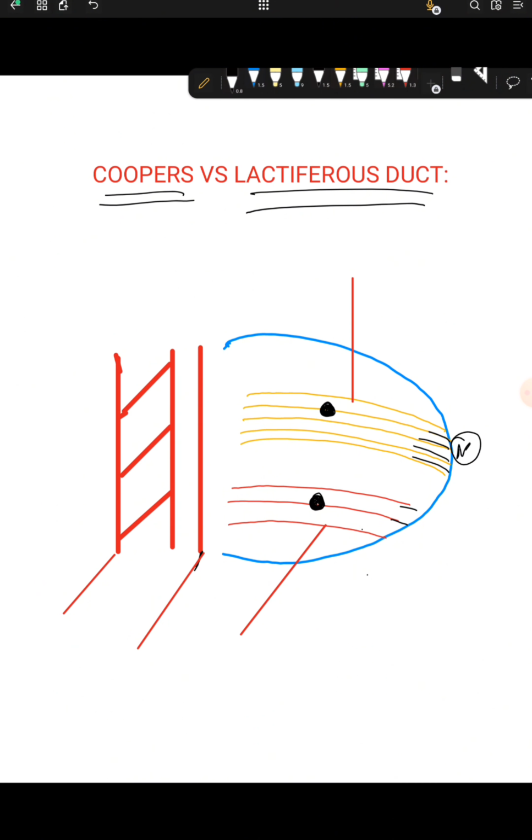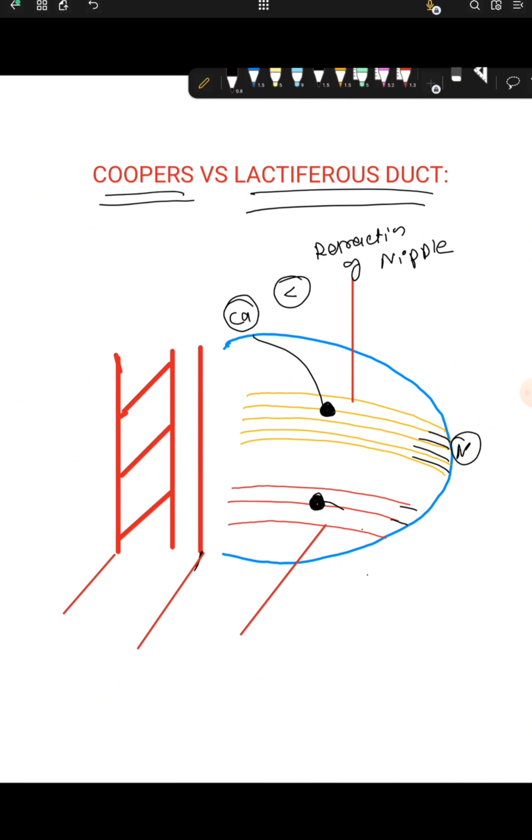So whenever the cancer occurs, so this is the cancer, right? If the cancer is involved in the lactiferous duct, it can pull the nipple inside. So it pulls the nipple inside, and this is the retraction of the nipple. I will show you the image on the next slide.